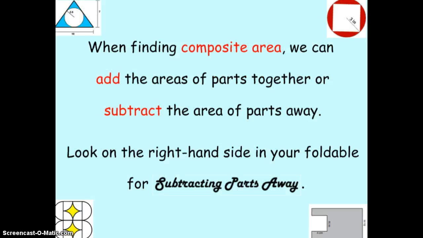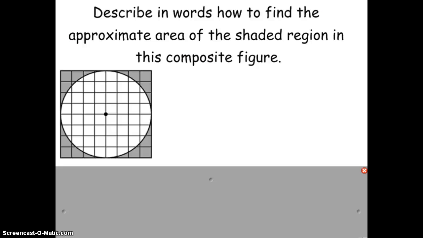When finding composite area, we can add the areas or subtract them away. Now we're going to look at a subtraction example. Describe in words how to find the approximate area of the shaded region. Our shaded regions look very similar to triangles. They have both a base and a height, but with this rounded corner on each one, we won't be able to use the area of a triangle formula.